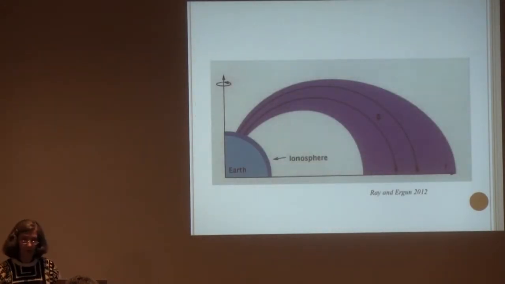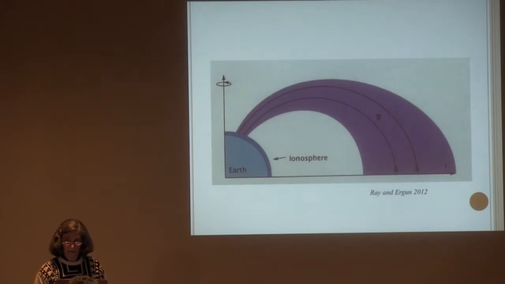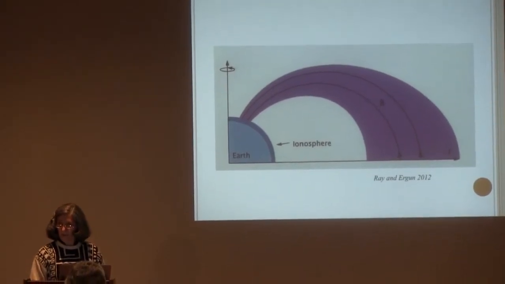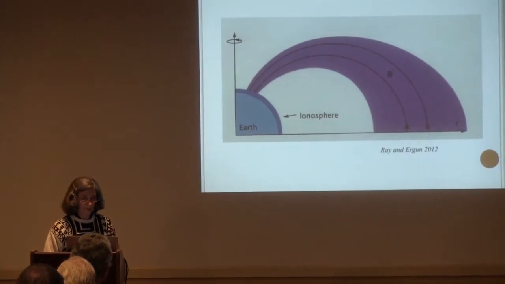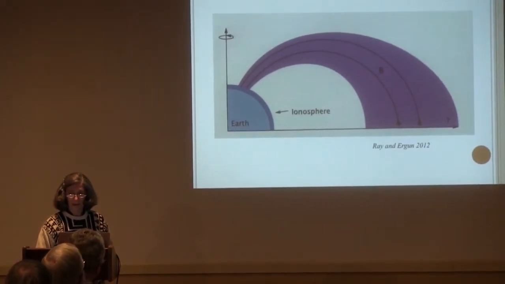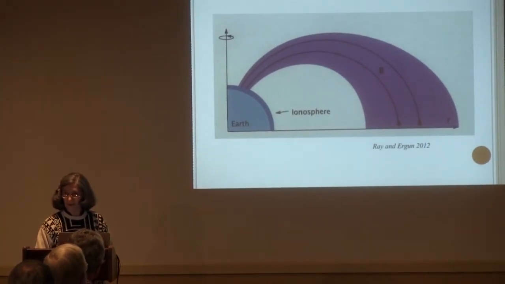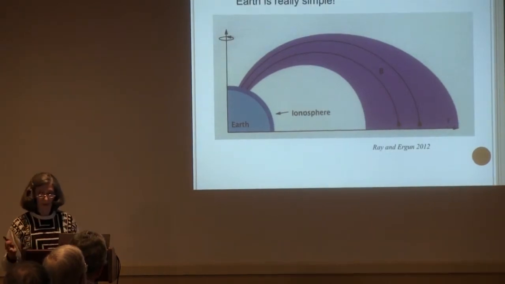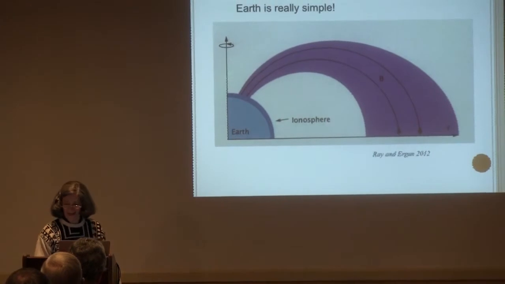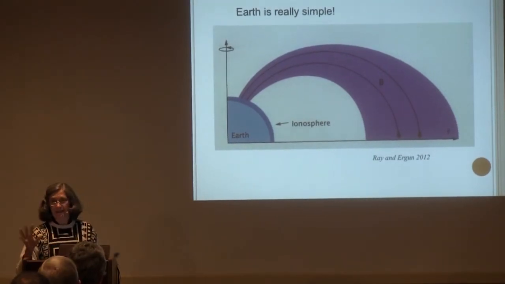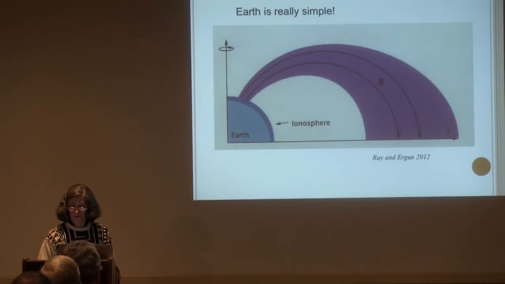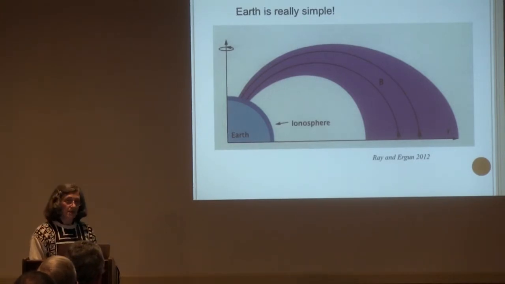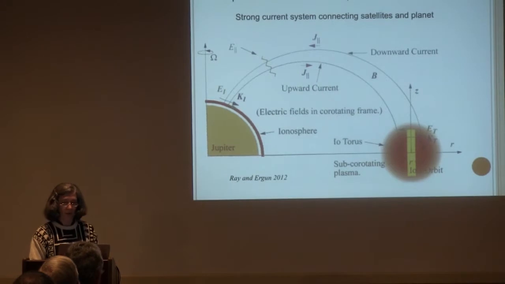Now, I've listened all week long to people talk about the Earth, and I've been so impressed with how well we understand it. And so I was really happy to find this diagram by Ray and Ergen that illustrated to me what you all have been saying all week, and that is that the Earth is really simple and we understand it really well because we have lots of data. So I'm not going to waste any time trying to talk about Earth aurora to this crowd because I don't know very much about it. You know way more than I do. So we'll skip on to the things that I know a little more about.